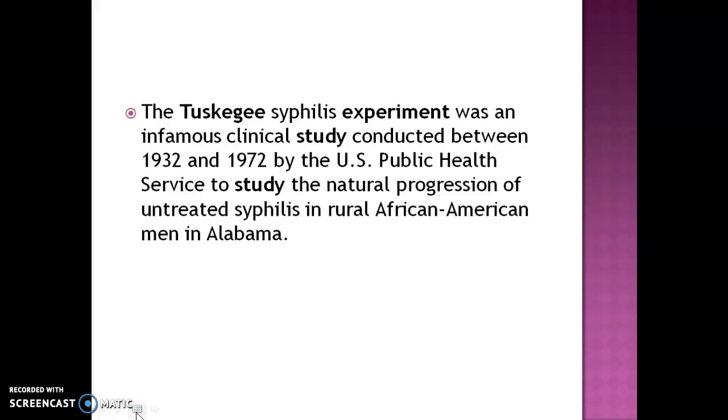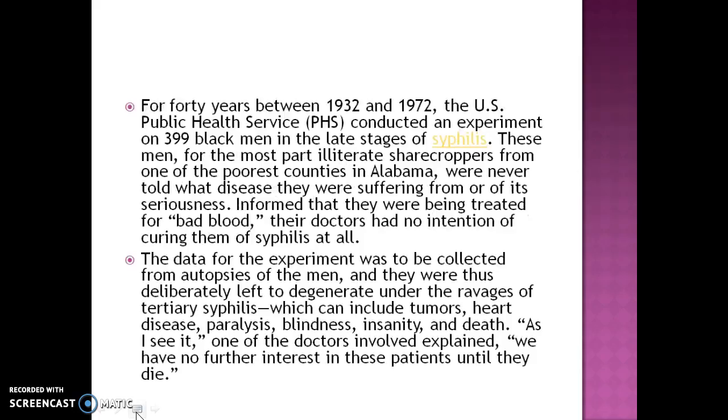First and foremost, these folks had untreated syphilis. The U.S. Public Health Service knew this, and they didn't treat them any further. For 40 years, between 32 and 72, they conducted this experiment on 399 black men. These men had the late stages of syphilis, but there was still opportunity for treatment. For the most part, they were illiterate sharecroppers from one of the poorest counties in Alabama.